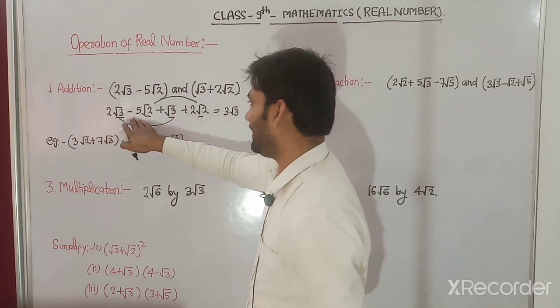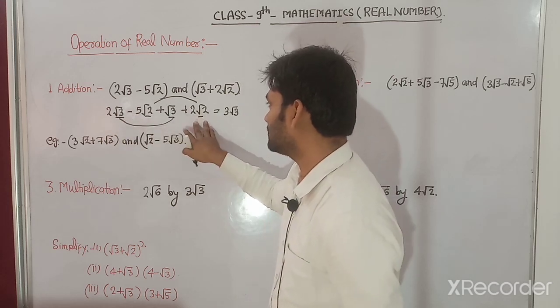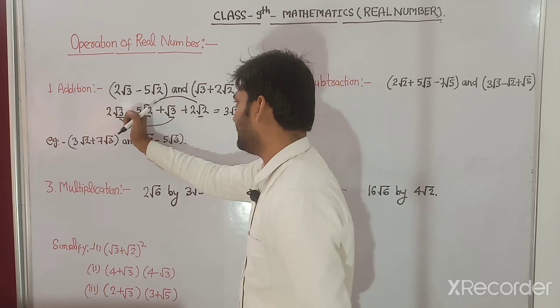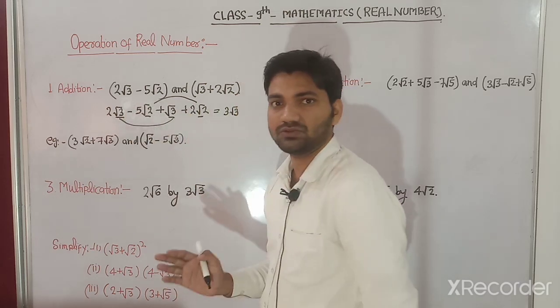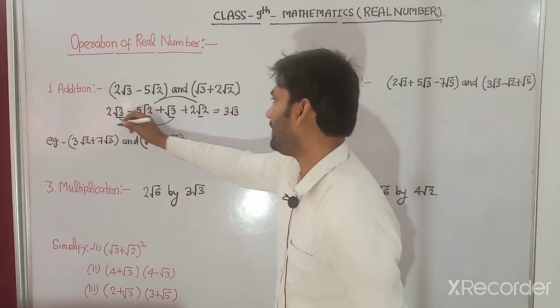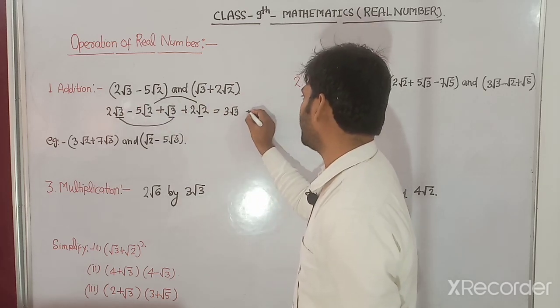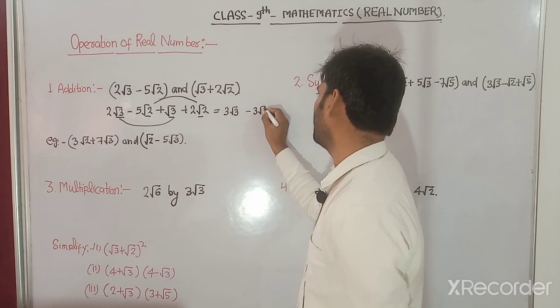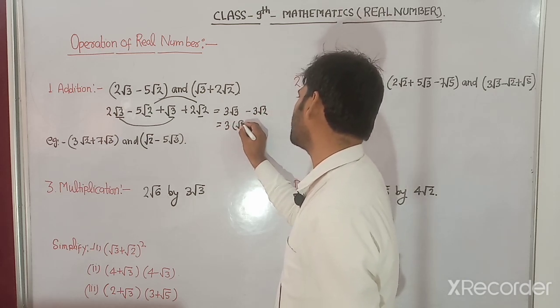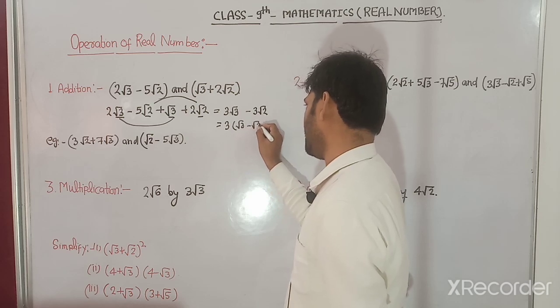And second is minus 5 root 2 and plus 2 root 2. Plus and minus gives minus, so subtract these numbers. 5 minus 2 is equal to 3. The result will be negative, because 5 is greater than 2, so minus 3 root 2. The answer will be 3 root 3 minus 3 root 2. It is the answer.